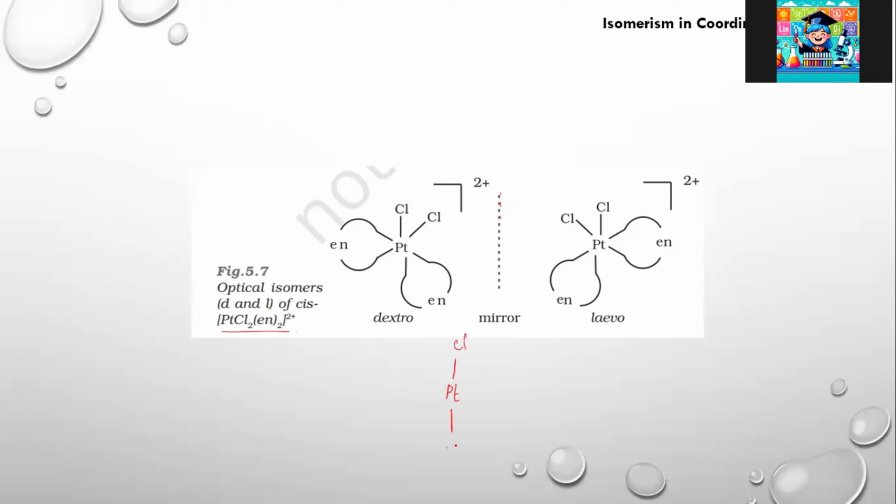For example, the structure of trans PtCl2(en)2 is like this. If we place a mirror, the mirror image is exactly similar. So if we try to place it above the first original molecule, we can see that they are exactly superimposed on each other. So this kind of molecule is not an enantiomer, and does not show optical isomerism.